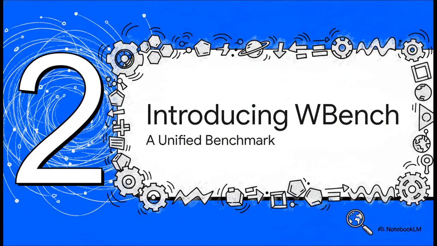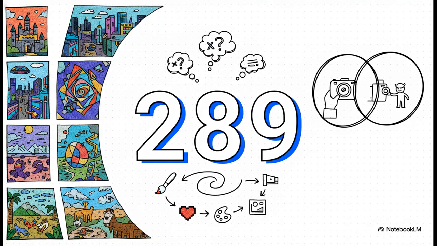Section 2. Introducing WBench, a unified benchmark. To fix this massive testing problem and bring in some actual sheer rigor, WBench was built on a scale that is just wild. It starts with 289 distinct test cases. And we aren't talking about simple true or false questions here. Every single one of these 289 cases specifies a completely unique world setting. We're talking wildly diverse scenes, completely different artistic styles, various subjects, and tests that demand both first-person and third-person perspectives. It basically forces the AI to prove that it can handle a huge variety of scenarios, not just the exact same ones it was heavily trained on.